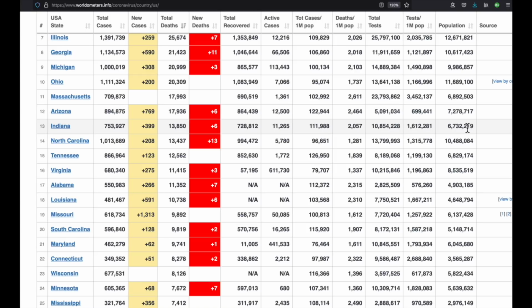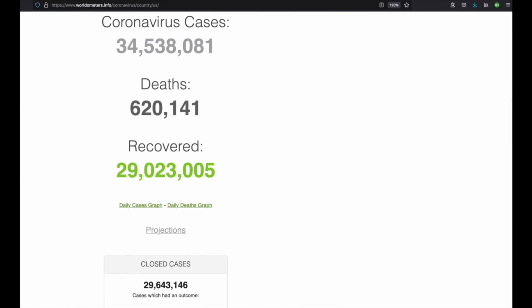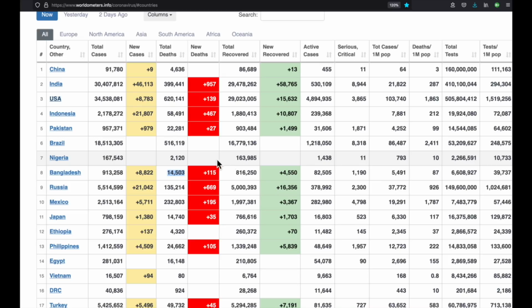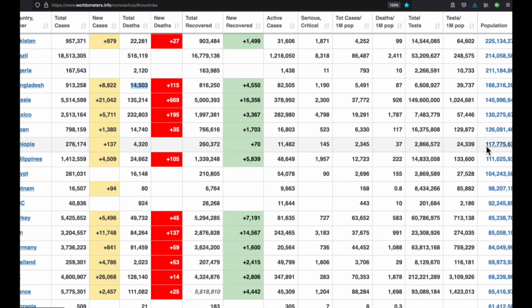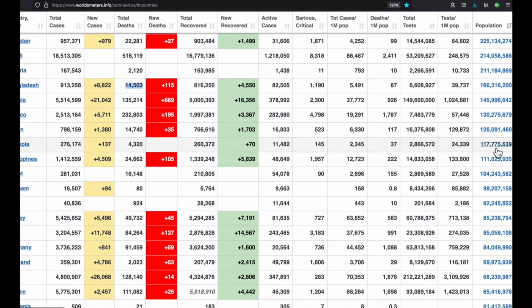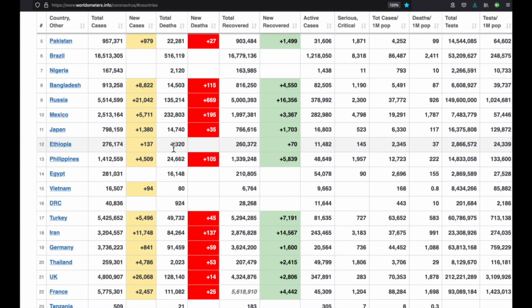So isn't that kind of bizarre that a country with so many people has about the same number of people dead as Indiana, Arizona, and Massachusetts? I mean, to me that's an outlier, right? That's jumping out at me and saying something is strange about this. So that's Bangladesh with 14,500 people, Pakistan 22,281, Ethiopia has 117 million people, and 4,300 have died. A year and a half in, how do we explain that?